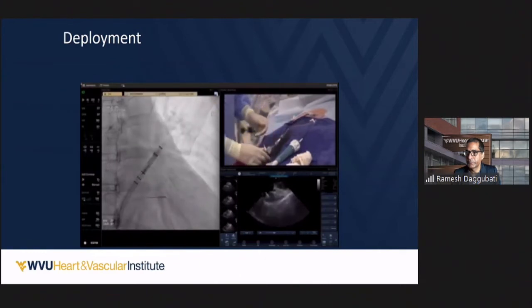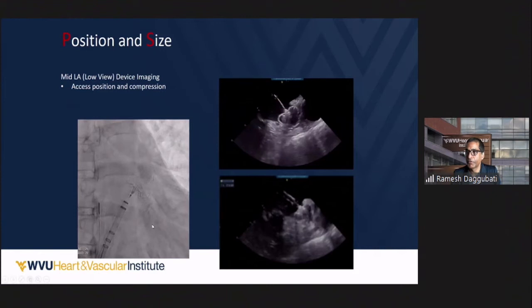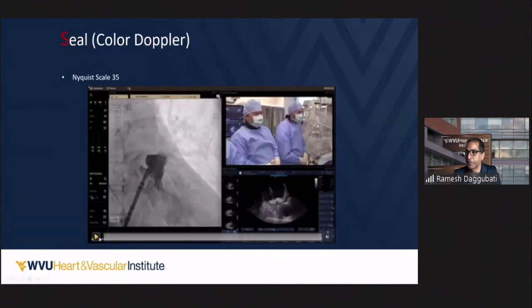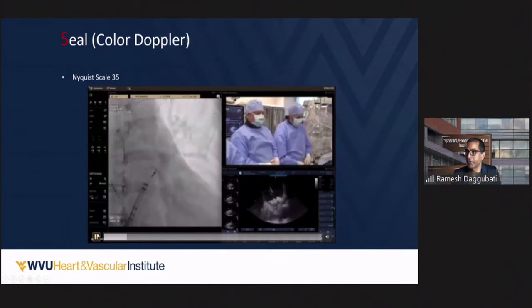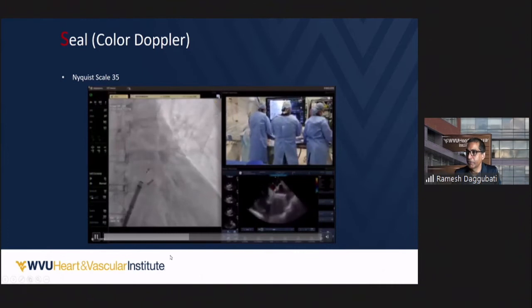Okay. I'm going to try to deploy here. So once that is done, you can check the position and size, both in ICE and by fluoroscopy. And again, LV high view in the device imaging position, and the mid LA views. And so you can put a color and look at any seal, and it appears to be a good seal over here.